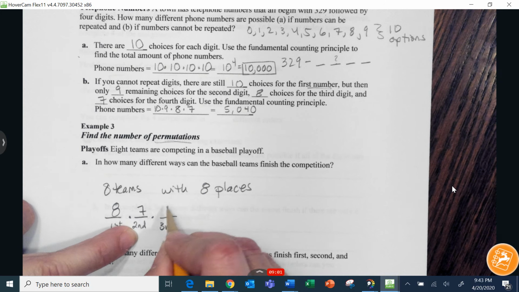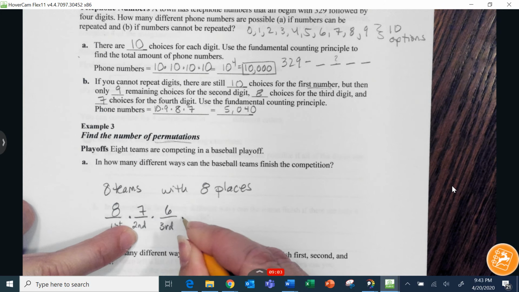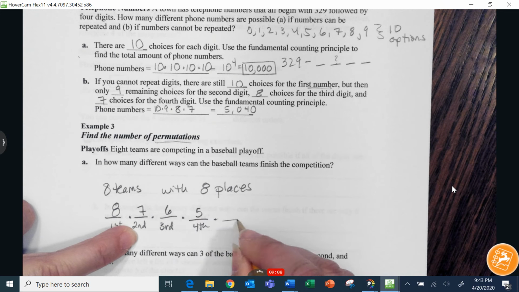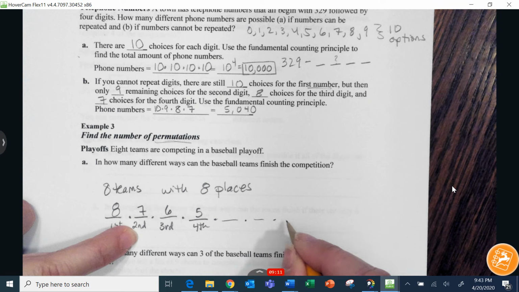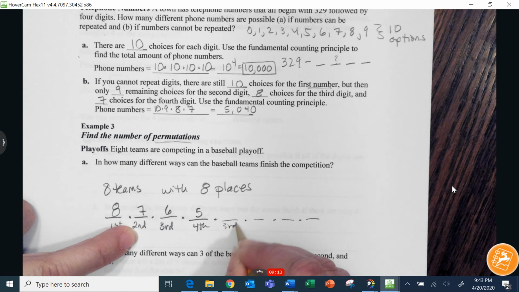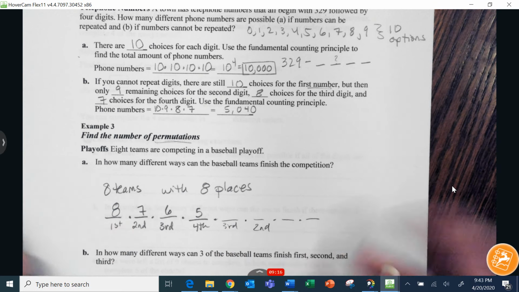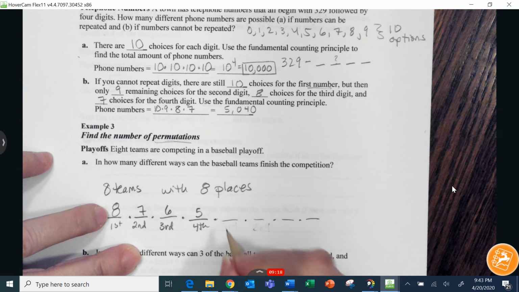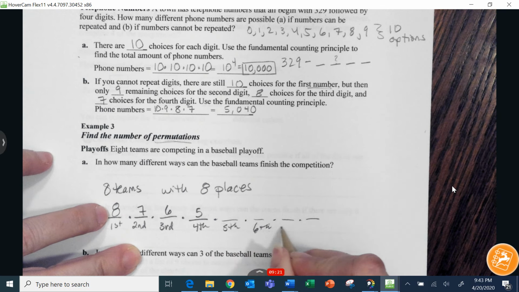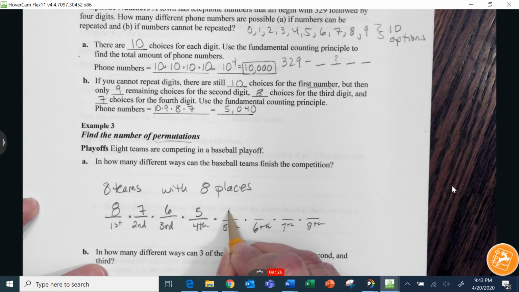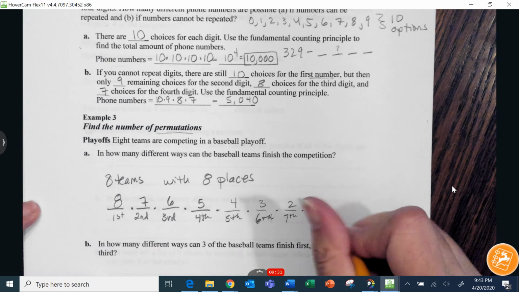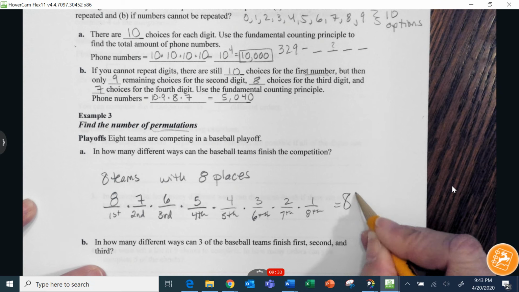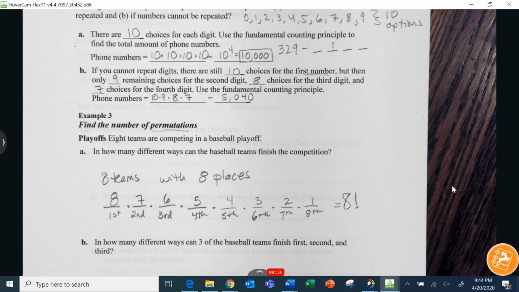Third place, we've got 6 teams left. And then for fourth, we've got 5 teams left. And then for fifth, sixth, seventh, and 8th place, we've got how many teams left? 4 teams, then 3 teams, then 2 teams, then 1 team. Together, this is the same thing as that 8 factorial that we were talking about on the front page.